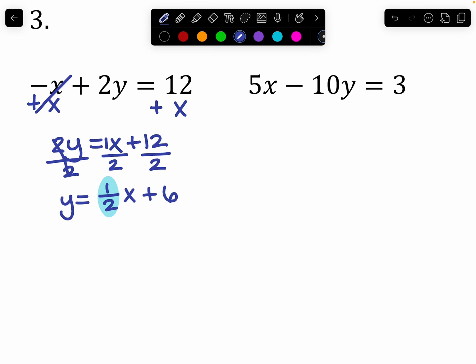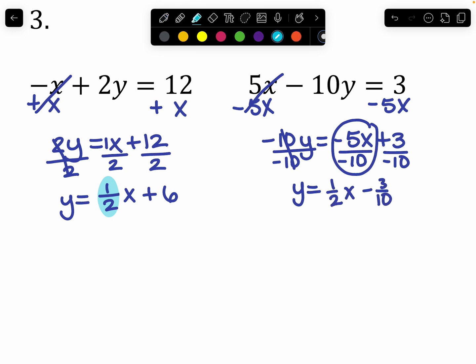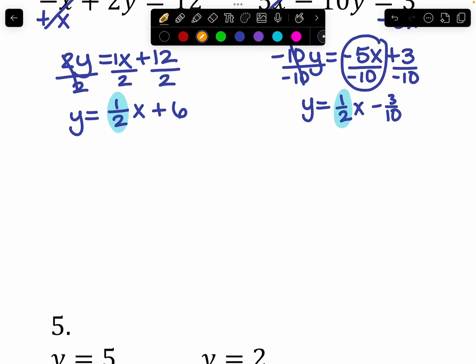This is the equation that I'm looking at. There's my slope. Over here, I'm going to move my x. Then I'm going to go in here and divide by whatever is with y. And then we have to simplify this. -5/-10 is actually a positive 1/2. And then this is a -3/10. Here is my slope. Oh, those slopes are the same. That's actually good news. That's what we wanted. So because those slopes are the same, these lines are parallel.